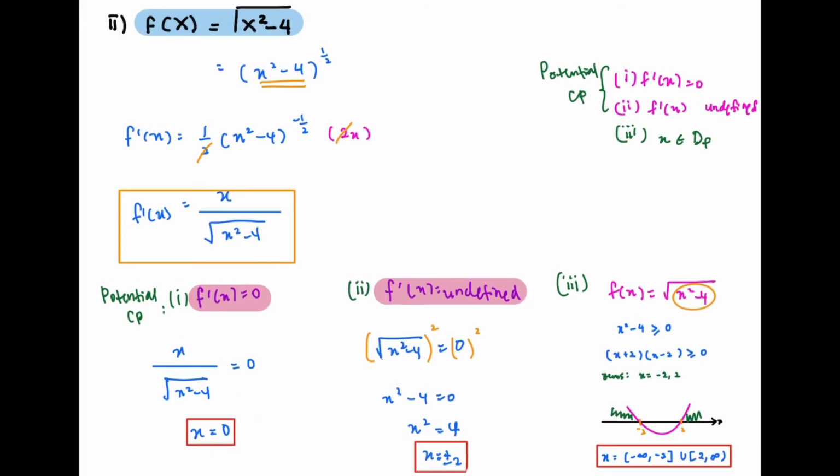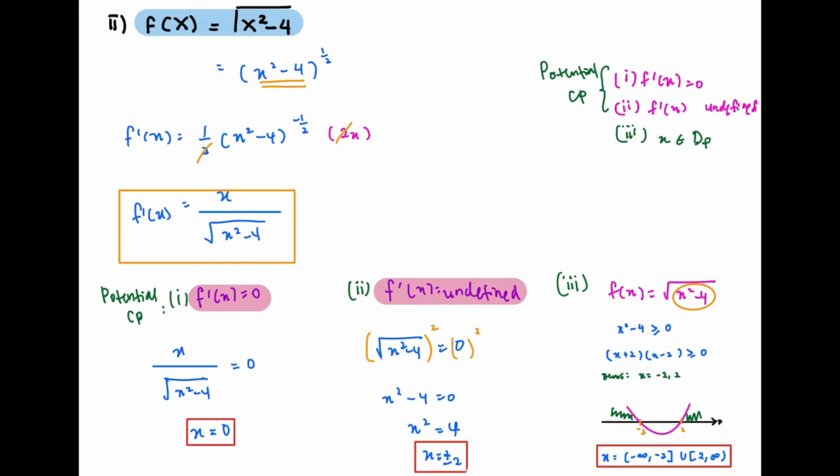For the next step, let's find where f prime x is undefined, which is, let's take our denominator, equate it to 0 and then let's solve. Let's eliminate our square root by taking the square of both sides. So x squared minus 4 is equal to 0. x squared is equal to 4, therefore our x is plus minus 2. So just keep our answer here. Therefore, altogether, we have 3 potential critical points.